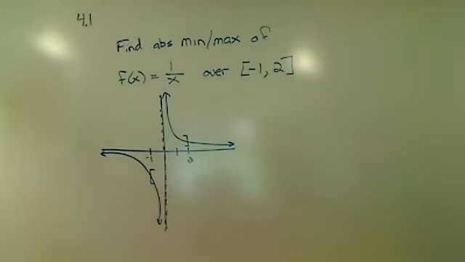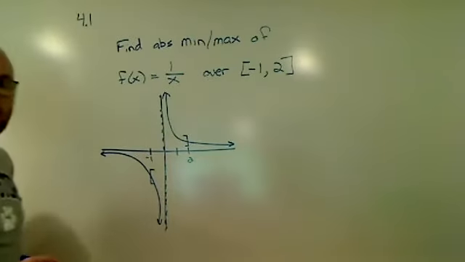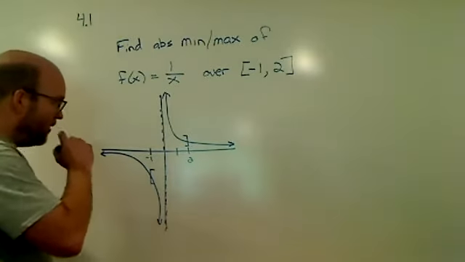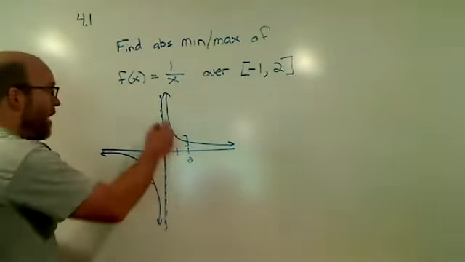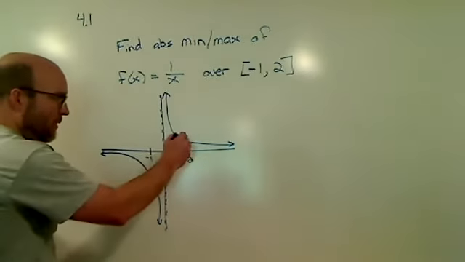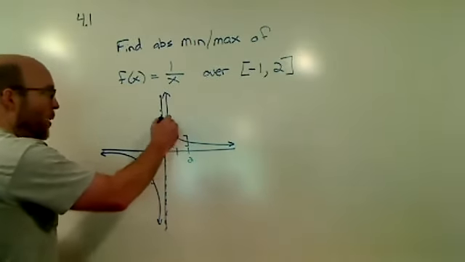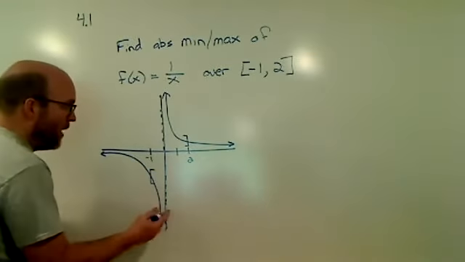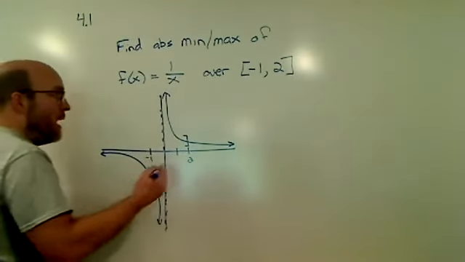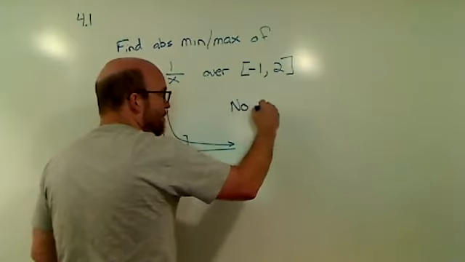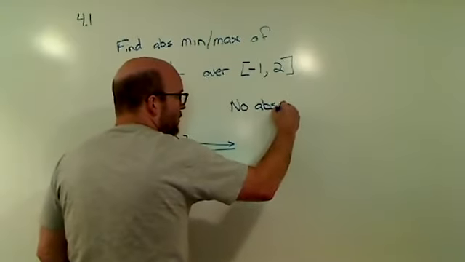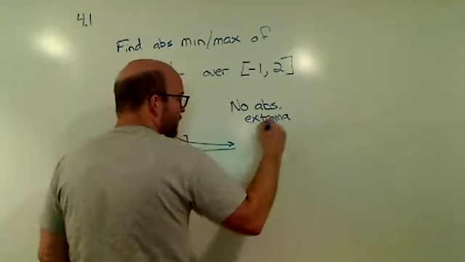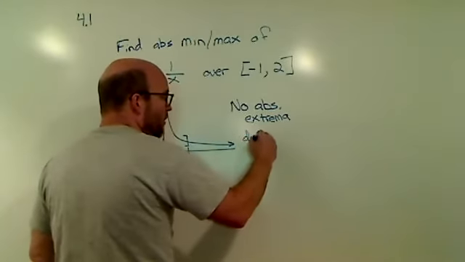Just taking a quick look at it, it's hopefully absolutely clear that the endpoints are not maximum or minimum values. This is not a maximum because the graph's certainly going up forever. This is not a minimum because the graph is going down forever. There's just not going to be any absolute extrema on this graph due to the asymptote.